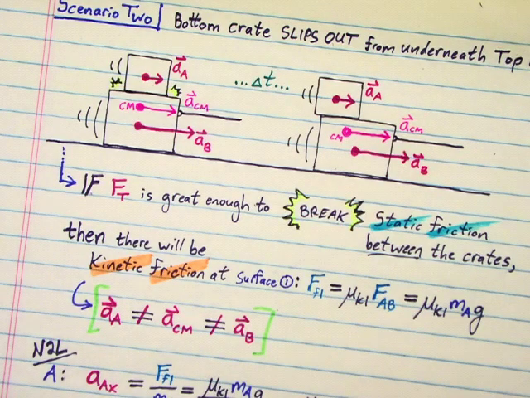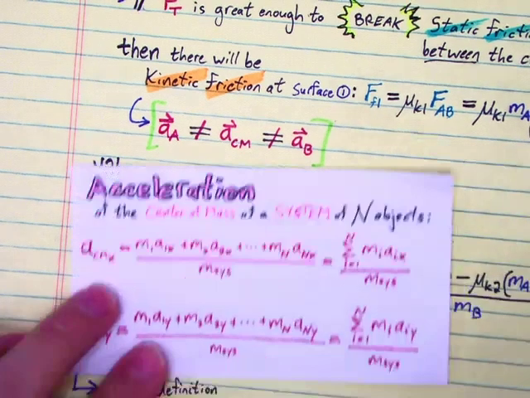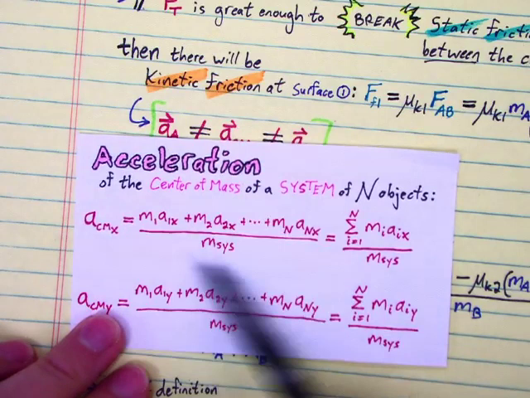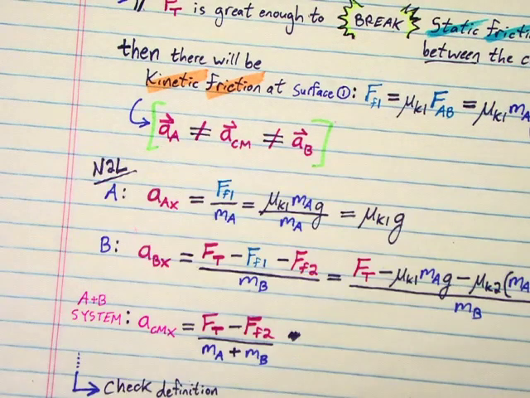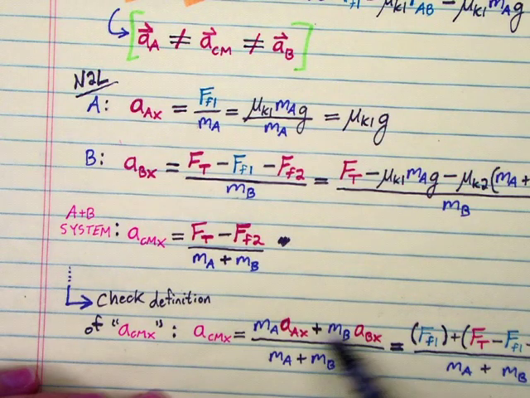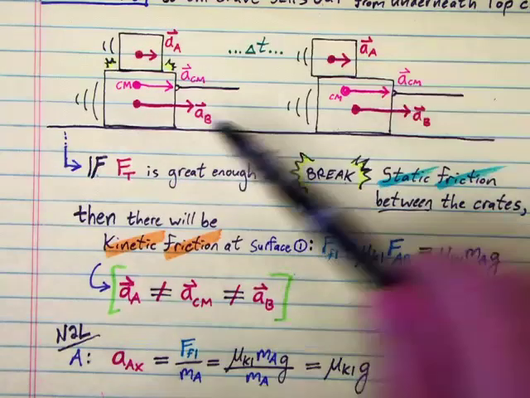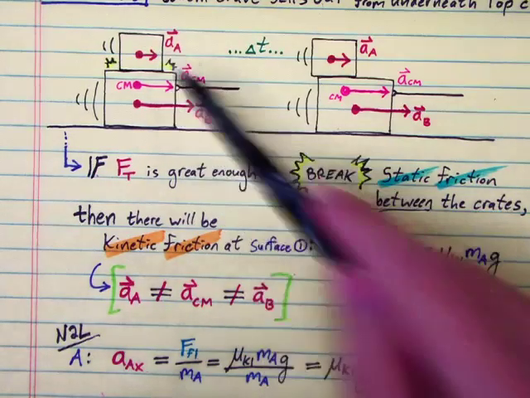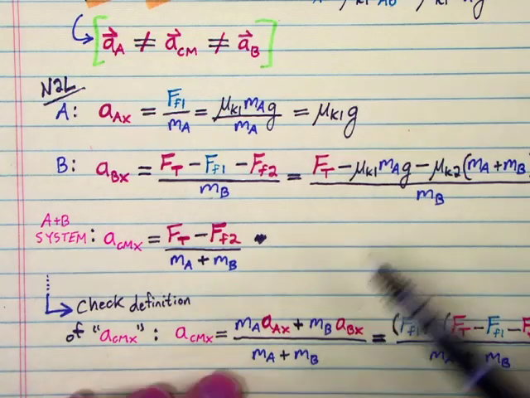We could take this opportunity to verify the definition of the acceleration of the center of mass. It's that weighted average of the accelerations of the objects in the system. So that ACM can be found by taking the weighted average of these two accelerations here. You see in the picture how the acceleration of the center of mass has a value in between those two values. So let's look at this weighted average idea, returning to that.